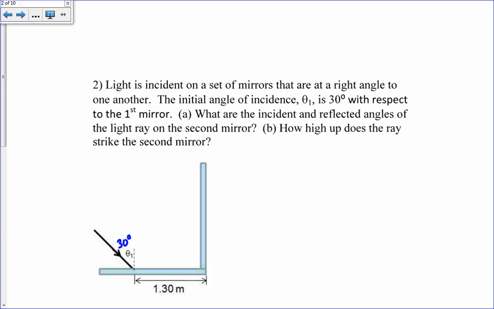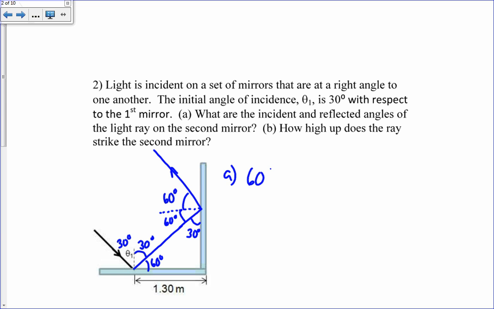But if I draw the reflected ray, I know that this angle has to be 30 degrees, and so this angle has to be 60 degrees. If that angle is 60 degrees, then this angle is 30 degrees, and then the new incident angle is going to be 60 degrees. So the reflected ray over here is also going to be at 60 degrees. So that is part A. The incident and the reflected angles are both 60 degrees.